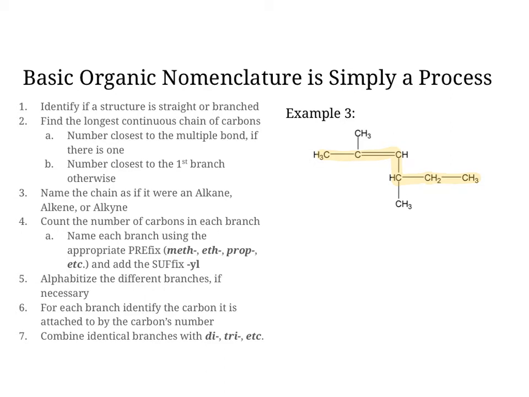Then it tells me to number the chain closest to the multiple bond if there is one. So 1, 2, 3, 4, 5, 6, or 1, 2, 3, 4, 5, 6. So if I were numbering this chain, I would have to number from left to right, because I get closest to the multiple bond in the fewest number of steps. So I'm going to erase the other options. Okay.